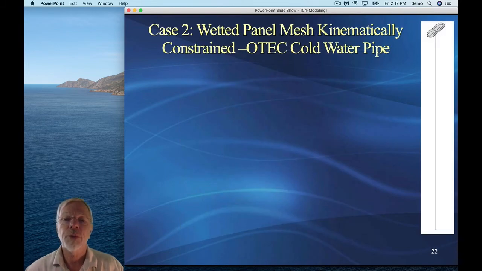So case 2, remember, involves a wetted panel mesh which is kinematically constrained to the structural elements. The example here is an OTEC cold water pipe. If we look at the figure on the right-hand side, we see a barge with a pipe suspended from it. OTEC stands for Ocean Thermal Energy Conversion, and it needs a very long pipe with a large diameter to bring up cold water from the very deep water to the surface to be used in the energy conversion.